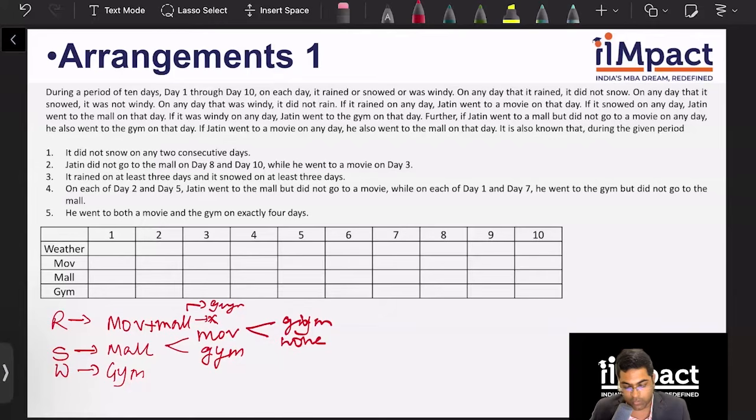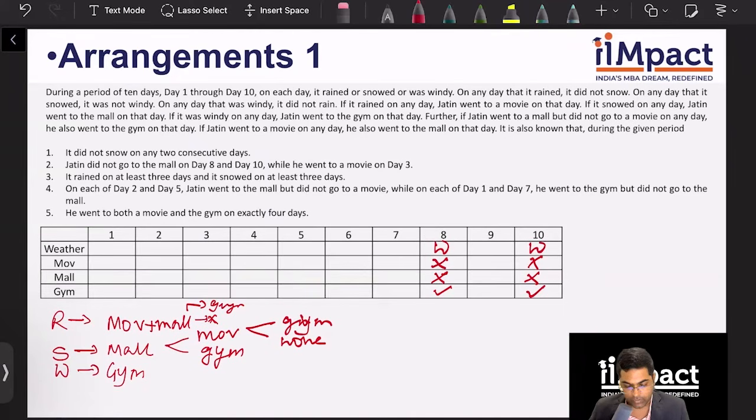Jatin did not go to the mall on day 8 and day 10. So, day 8, no mall. Day 10, also no mall. Guys, if I know he does not go to the mall, he will not go to the movie as well, for sure. I can say that if he's not going to the mall, that means he's not going to the movie. So this is out. That means he has to go to the gym that day. And if he's only going to the gym, means the weather is windy.